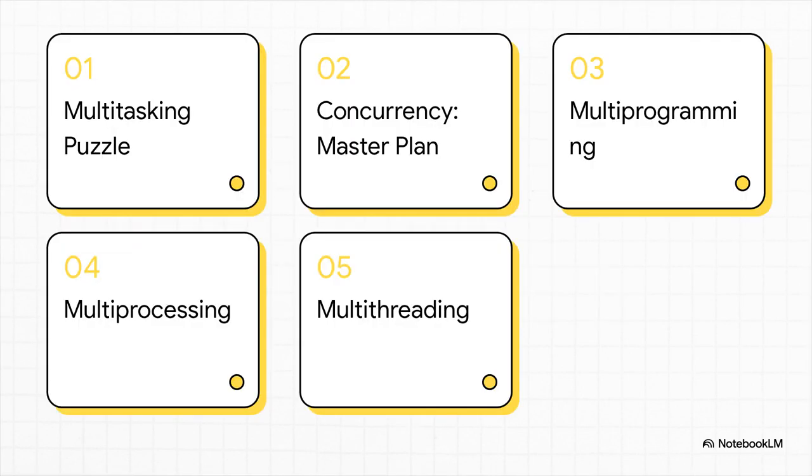So here's our game plan. We're going to start with that multitasking puzzle. Then we'll unveil the master plan behind it all, concurrency. After that, we'll break down the 3 big techniques your computer uses: multi-programming, multi-processing, and multi-threading. By the end of this, you'll see exactly how the magic trick is done.